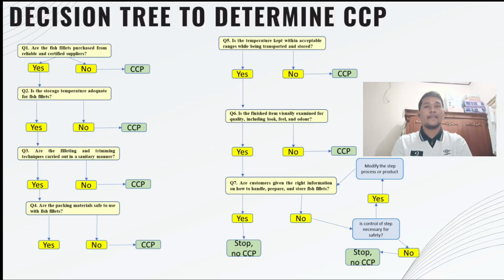Assalamualaikum. My name is Aiman Irfan bin Alias. My matric number is 61571. And I will present my part, which is the decision tree to determine critical control points for tilapia fish fillet.